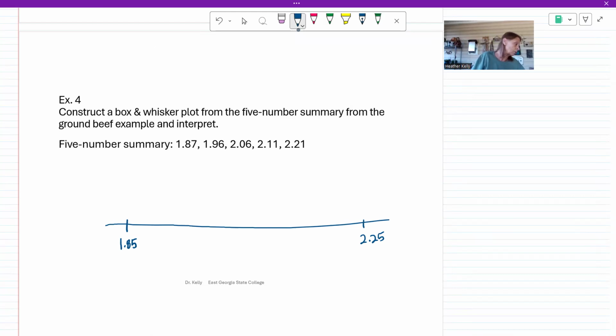1, 2, 3, 6. I need 7 in between here. So 1, 2, 3, 4, 5, 6, 7. Again, I told you, close enough for government work. I'm not going to change that, right?